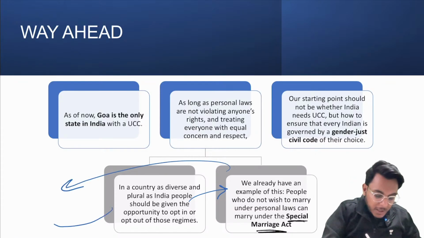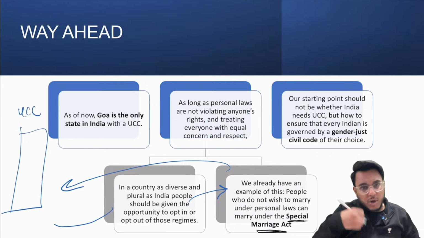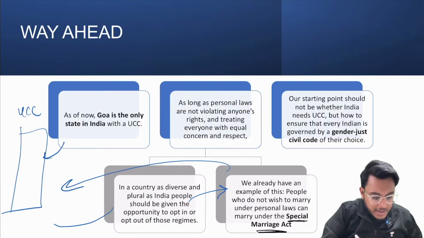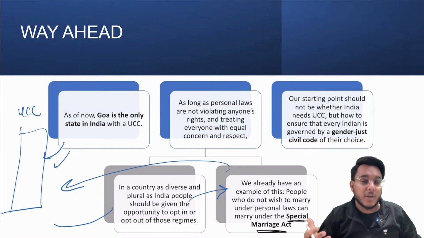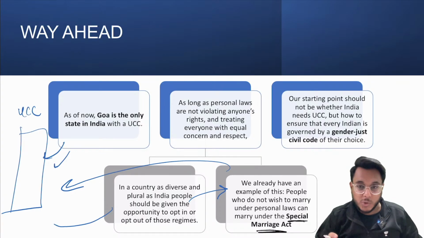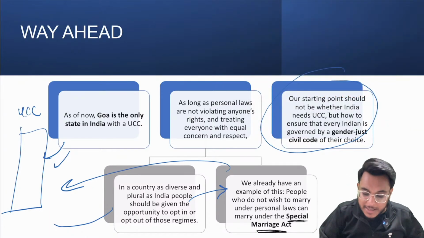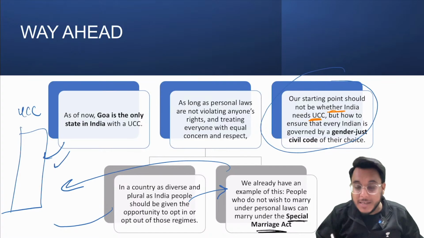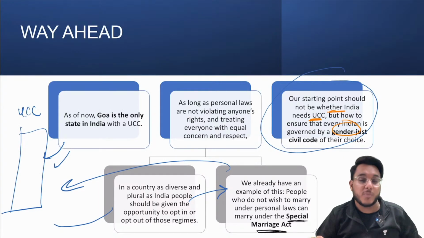So therefore, we need to create a kind of uniform civil code law. People should be given an option that if they want to join it, they can, otherwise they might not. Now this particular thing will bring a kind of voluntarism. If people join as per their own wish, the confidence will be restored. So the point is that we need to focus on it. Moreover, the starting point should not be whether India needs UCC or not, but how gender justice is to be brought, how gender just civil laws are to be brought.